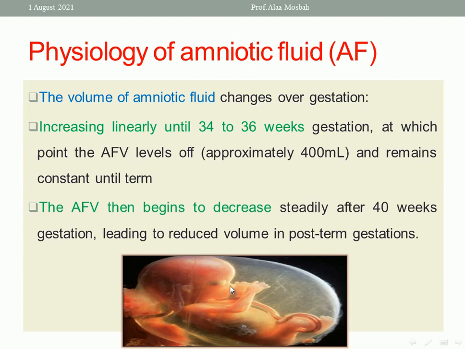So, what about the volume of amniotic fluid and its changes during pregnancy? There is a linear increase in amniotic fluid throughout the pregnancy until reaching a gestational age of 34 to 36 weeks, then it becomes stable at approximately 400 milliliters. This is stable from 36 weeks till reaching 40 weeks gestational age, then gradually decreases after 40 weeks.